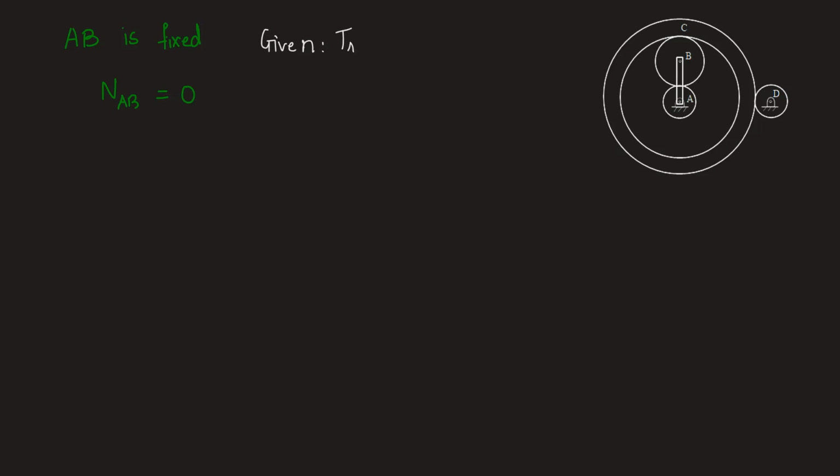Teeth on gear A, teeth on gear B, teeth on gear D, teeth on gear C on the inner surface and teeth on gear C on the outer surface. All of them are given. A has 20 teeth, gear B has 30 teeth, gear D again has 20 teeth. Gear C has 80 teeth on the inner surface and 100 teeth on the outer surface. We are also given the angular speed of gear A in RPM. So NA is given as 300 RPM clockwise.